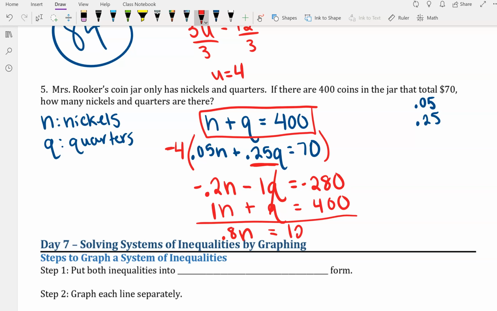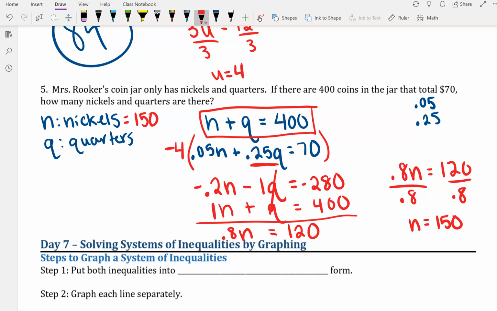We get 120. And then to get rid of the 0.8, since that's right in front of the n, we have to divide by 0.8. So we have 0.8n equals 120. We have to divide everything by 0.8. And we get n equals 150. So there are 150 nickels.